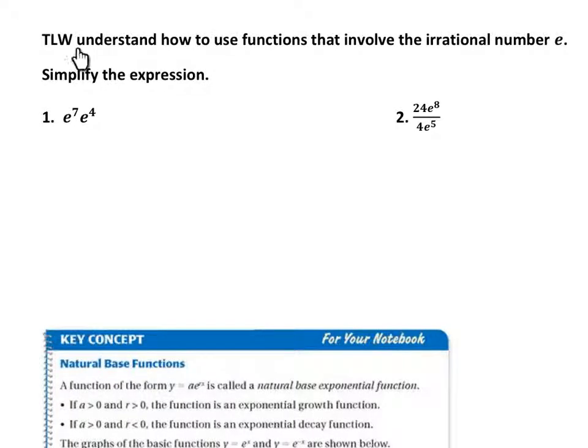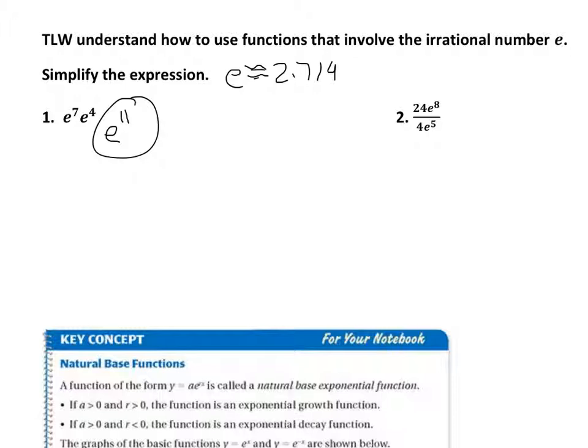Alright guys, today's goal: the learner will understand how to use functions that involve the irrational number e, and simplify the expression. We're going to treat e just like a variable, but it is an irrational number. Like pi, e is approximately 2.718. We're not going to calculate that right now because that requires a calculator. So what do we do when you multiply the same base? You add the exponents. So this would be e to the 11th.